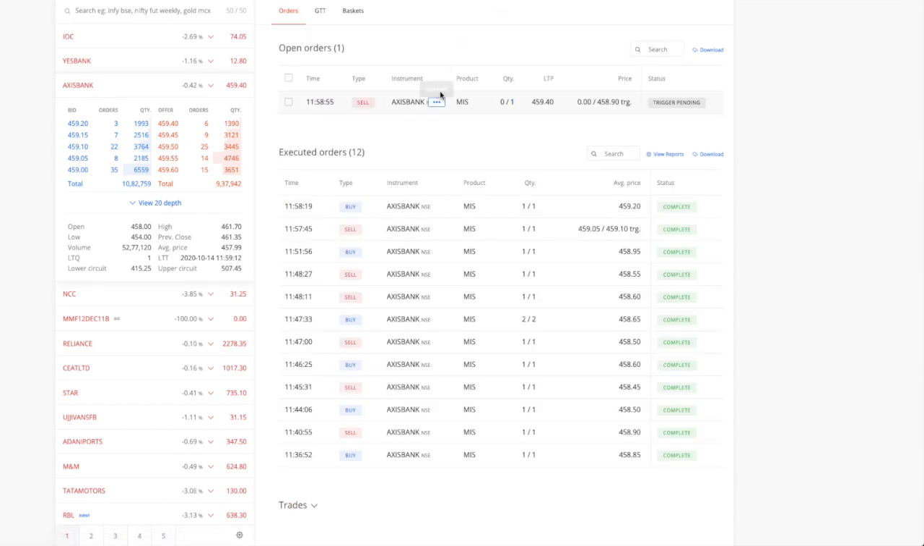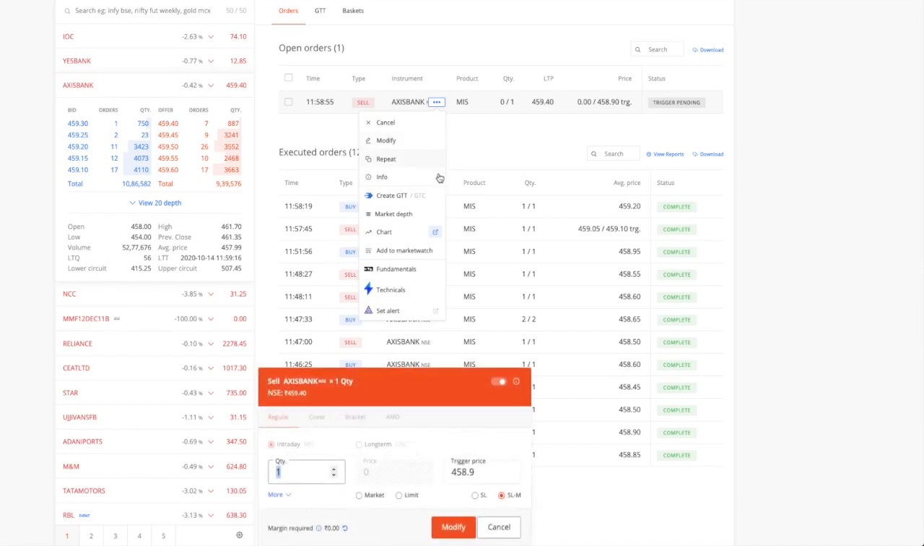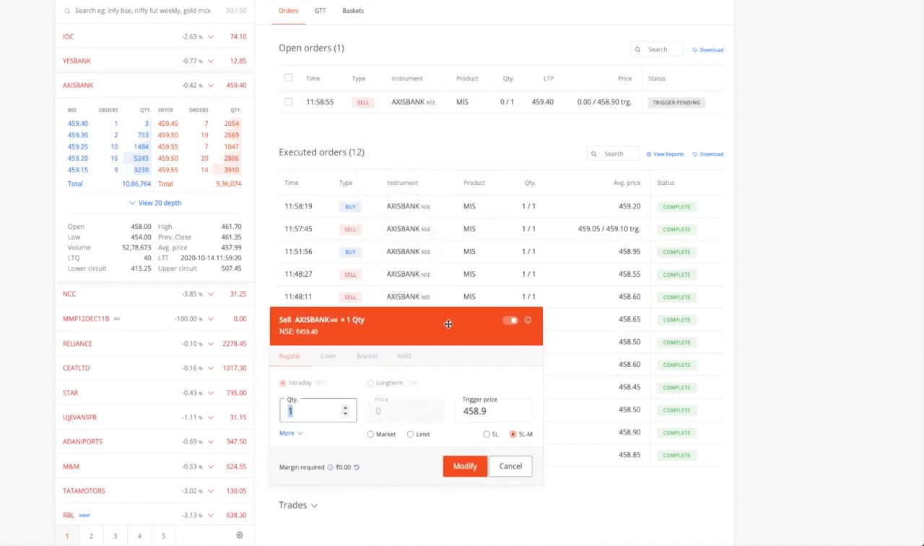I don't want to modify my stop loss. Rather, I need to exit the trade by booking some profit. So right now the price is 459.4. So let's say that I want to exit the trade at my target of maybe 459.4 or 459.45.